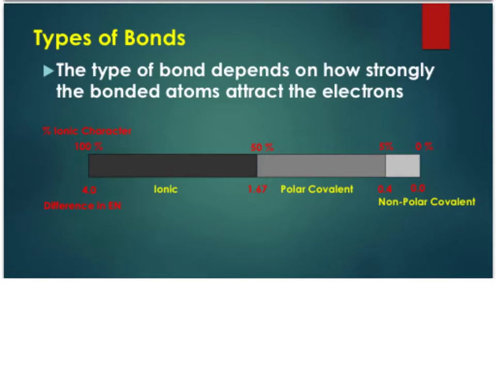So let's talk about the type of bonds. Now the type of bond depends on how strongly the atoms that are bonded attract the electrons. That is, how strongly they pull on the electrons. When we talk about the pull on electrons, what are we talking about? Remember, we're talking about electronegativity.